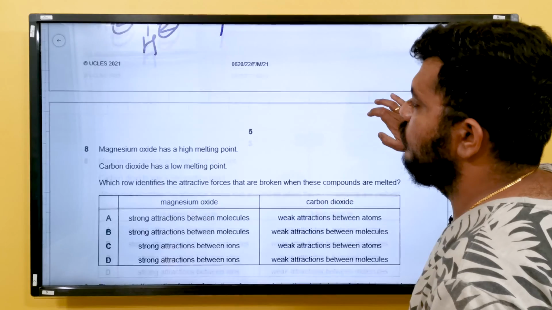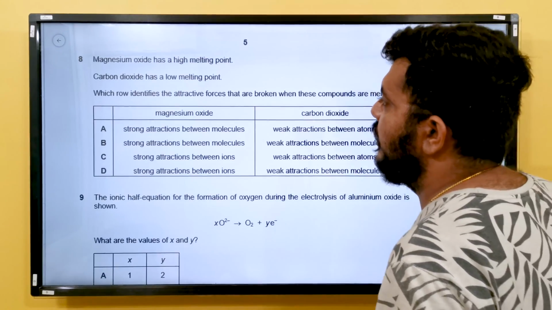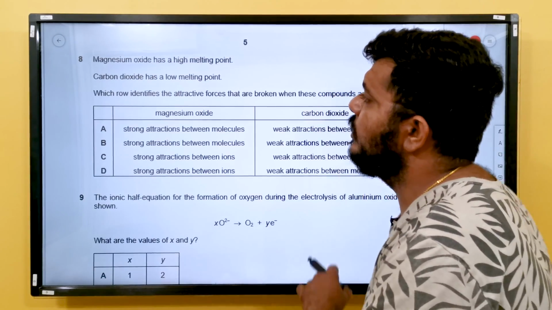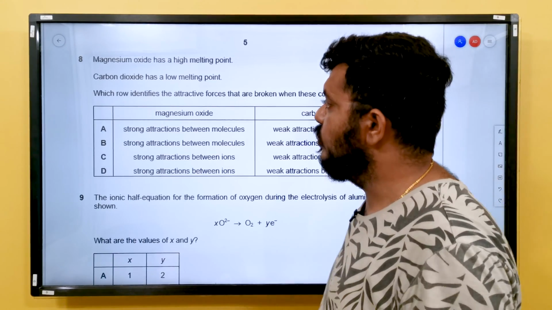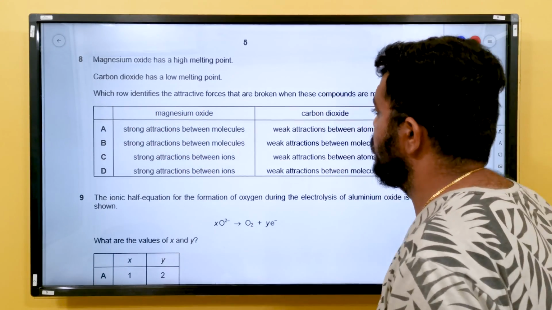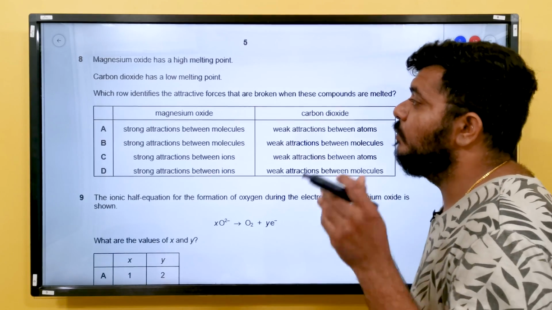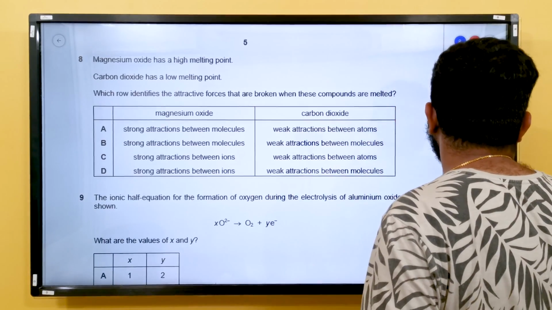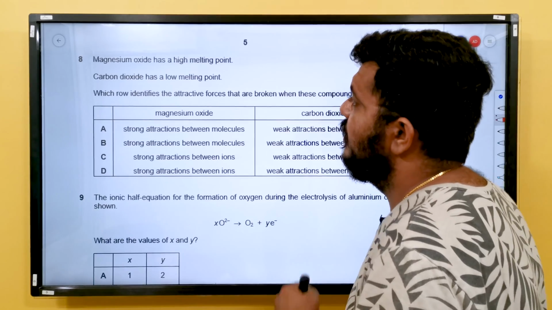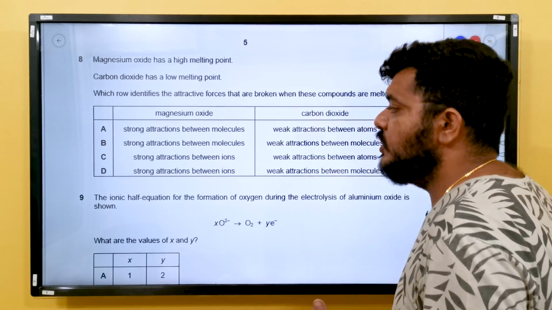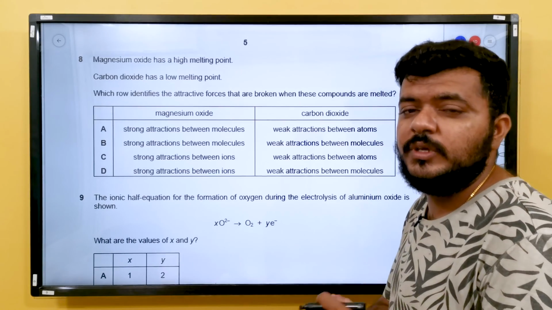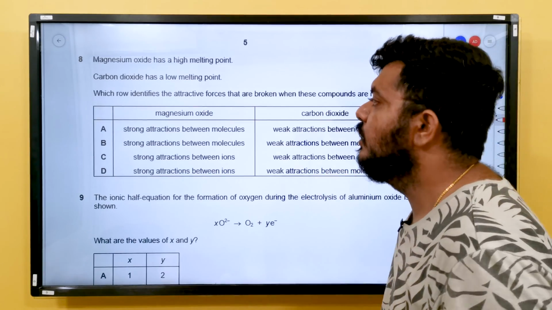Okay, let's go to the next question. Magnesium oxide has a high melting point. Carbon dioxide has a low melting point. Which row identifies the attractive forces that are broken when these compounds are melted? Why does magnesium oxide have a high melting point? Because it has strong attraction between the ions. It forms a giant molecule.